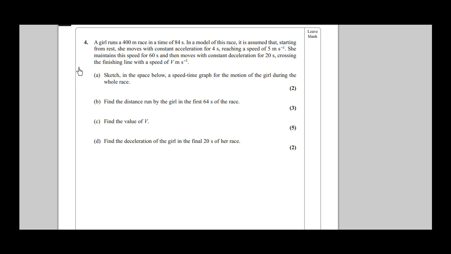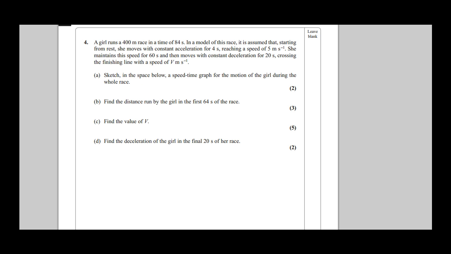Hello, we're gonna go over the next few questions from the paper, the June 2011 M1. This is question 4 and it's about graphs, velocities and things like that. It says a girl runs a 400-meter race in a time of 84 seconds.